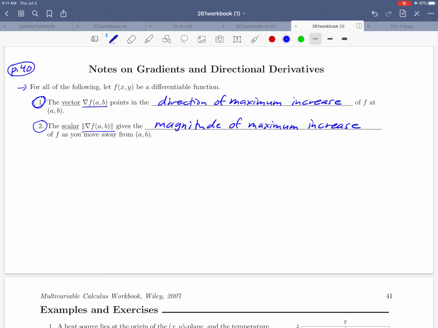Okay, so if you think about it, what this is telling us is the gradient vector gives us two main pieces of information. First, the direction of the gradient tells us which way to move to get the greatest increase in our function, and the magnitude of the gradient vector, its length, tells us how big that rate of increase is.